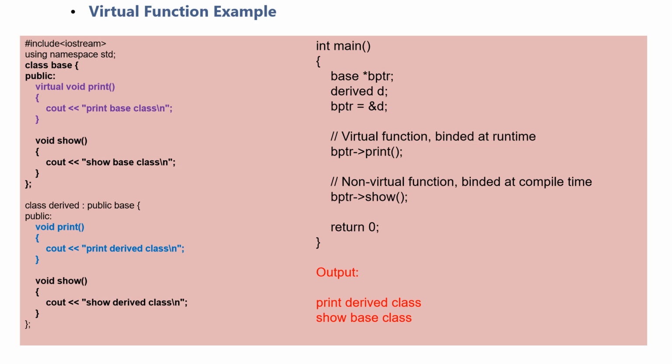In summary, this code demonstrates the difference between virtual and non-virtual functions. So here this is the virtual and this is the non-virtual function. Virtual functions allow for dynamic dispatch, where the function to be called is determined at runtime based on the actual type of the object, while non-virtual functions are resolved at compile time.